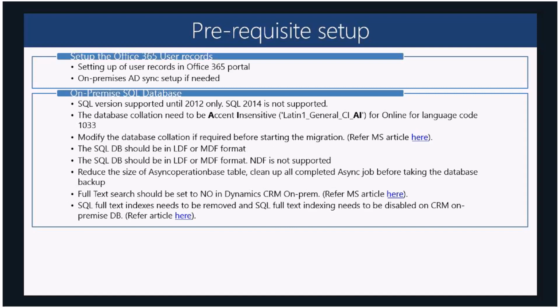Full text search needs to be disabled in CRM on-premise. And if there are any full text catalogs which exist in the DB, they need to be removed before the DB is backed up and uploaded to the Azure Blob container.